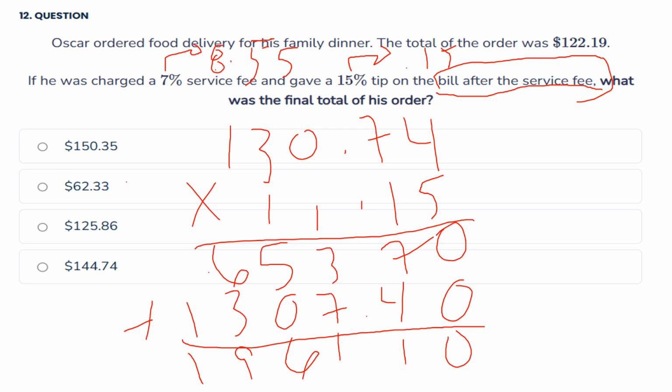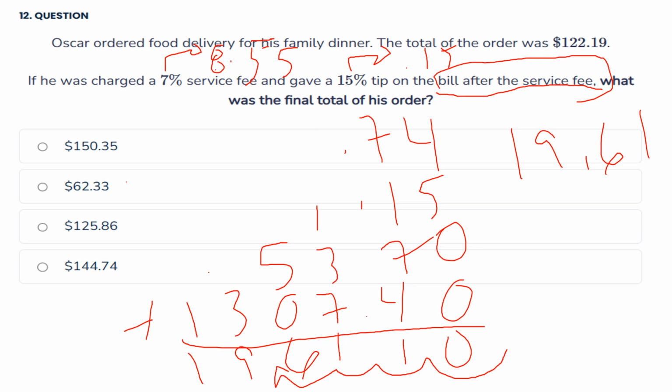So again, to find out where to place the decimal point, we want to count how many numbers are behind the decimal point in both numbers. So we have 2 at the top and 2 in the bottom number. So that's 4. So we're going to go here. 1, 2, 3, 4. All right, so the tip is $19.61. Let me go ahead and erase this.